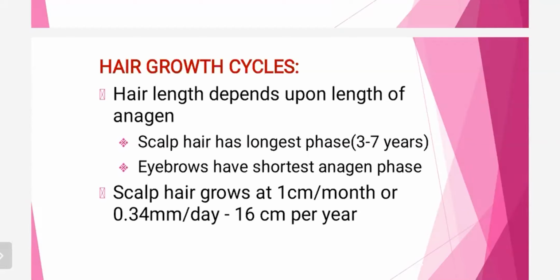So the scalp hair has the longest phase of anagen. That means it has 3 to 7 years. And the eyebrows have the shortest anagen. So we can see the eyebrows will not be very lengthy. It has a very short anagen phase, so the hairs in the eyebrows are very short. And the scalp hair grows at 1 centimeter per month or 0.34 millimeter per day. That means 16 centimeter per year. So this is a peculiar feature of the scalp hair. The anagen phase is longest for the scalp hairs. No other hair in the body will get as lengthy as scalp hair.